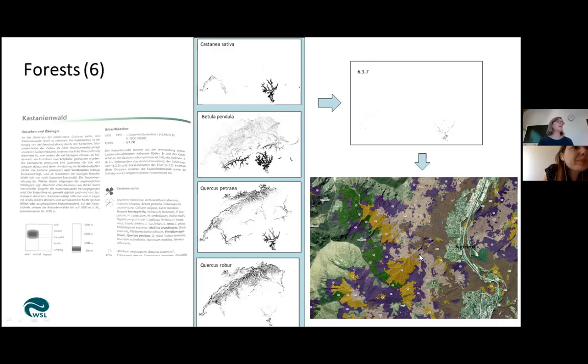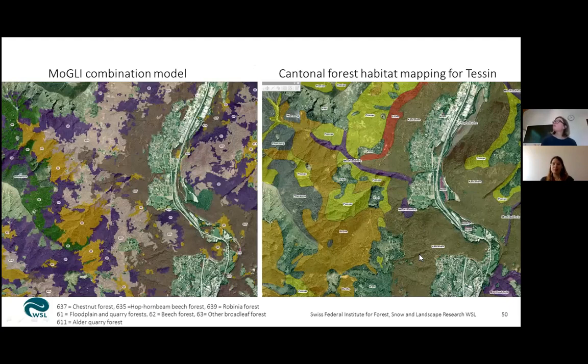The idea is that later we will integrate, for instance, the results from Daniel's work and from Lars's work to improve on our forest distribution modelling. And that's just an example of our approach on the left and the cantonal mapping on the right. Overall the patterns are plausible. There are certainly differences when it comes to the detailed level, but in general, it's relatively plausible. And of course, we were able to model the most common habitat types much easier than the rare habitat types.